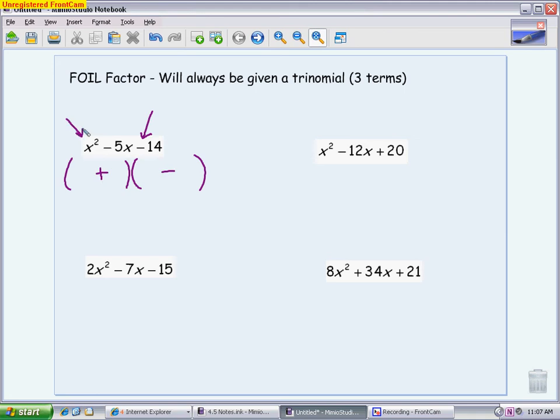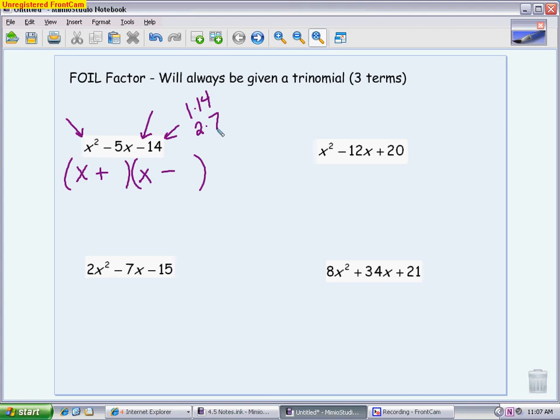The other thing I'm going to look at is my first term. My first term is x squared. So if it's x squared, then that means this had to be an x and this had to be an x. Finally, I need to finish it off by looking at the last number, this 14 right here, and I want to write down my factors of 14. So factors of 14 are 1 and 14 or 2 and 7. Those are the only factors of 14. Sometimes you'll have longer lists.